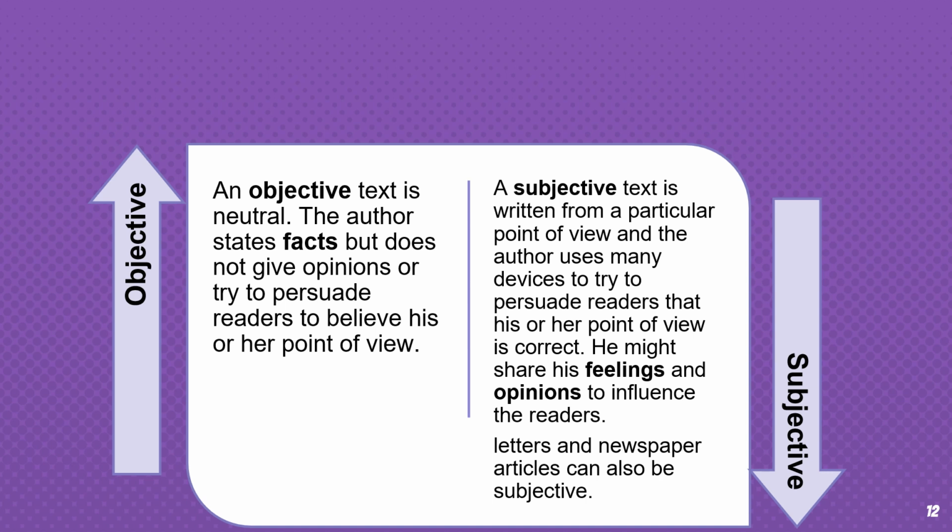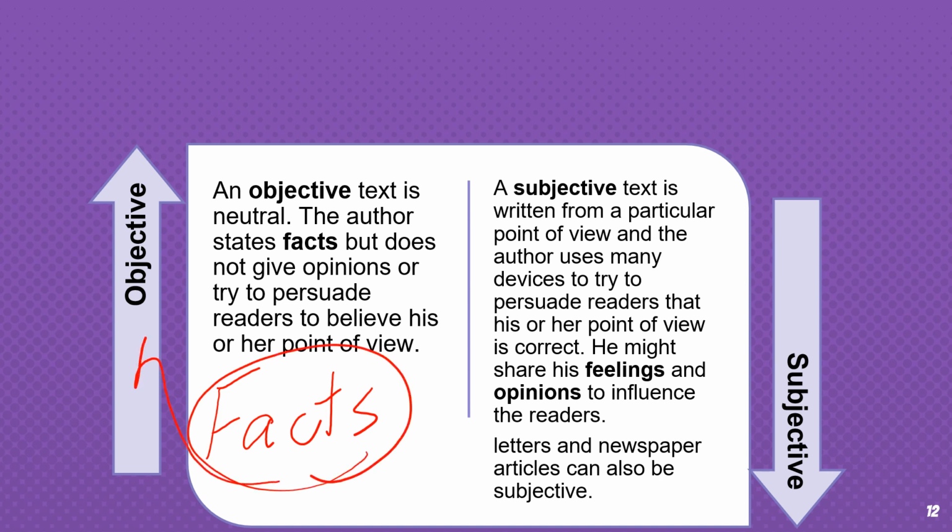An objective text is neutral. And when I say neutral, I mean that the author states facts but does not give opinions or try to persuade readers to believe his or her point of view. He is just stating facts, not giving opinions. So you are stating facts, okay? So your text is objective.